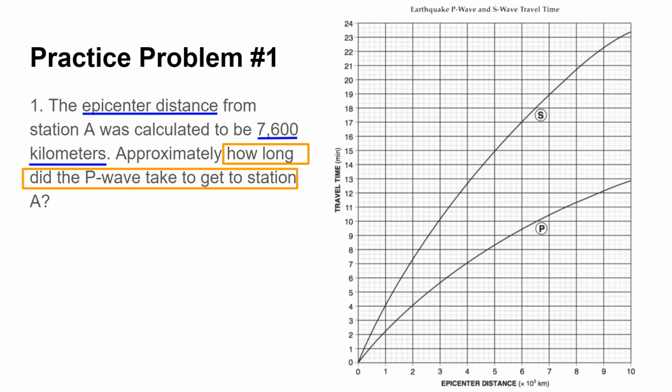So we're going to start with what we know, and we know that we're at a distance of 7,600 kilometers. We're looking for a P wave travel time, so we go up from 7,600 till we intersect the P wave, and because we want a time, we're going to go over to the left, travel time of 11 minutes.